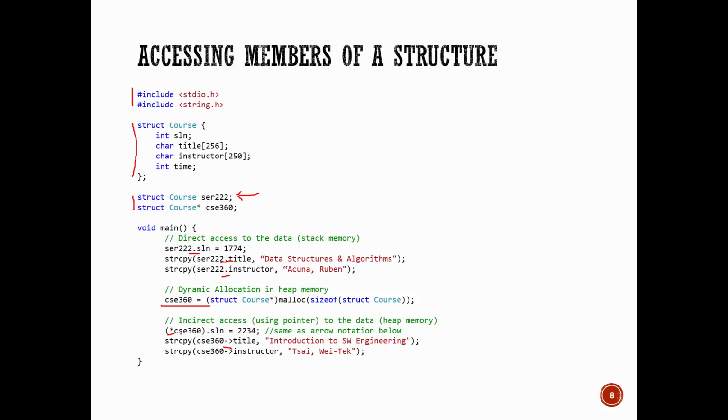That first line there, star CSE360.sln, and then the next line, CSE360 arrow title. Those are basically doing the same thing. That arrow, again, is just replacing that dereference followed by a dot. So the arrow, you'll see a lot in code because it's just showing that somebody has a pointer to a struct, and then they want to go and look up the actual data that's stored there, and then do the dot on it to change something that's part of it, one of the member variables. So you can combine both those things by using the arrow operator.